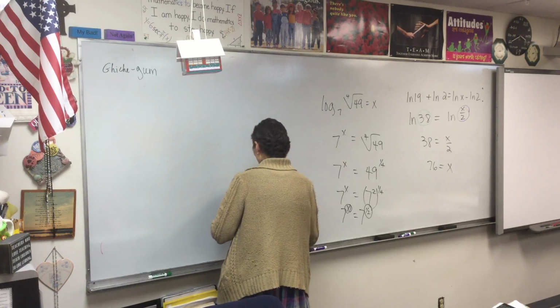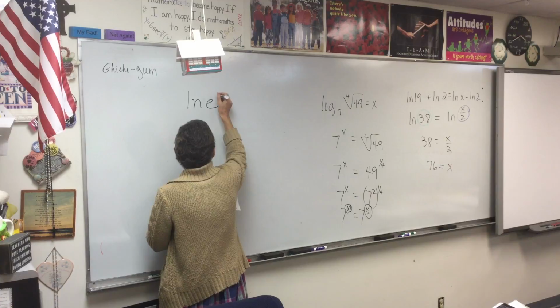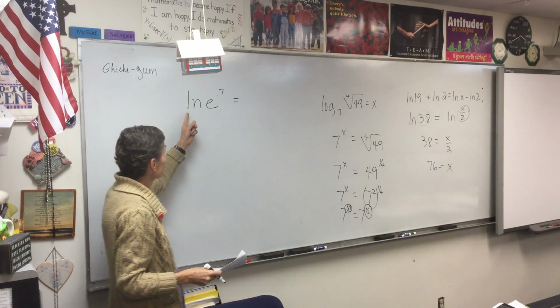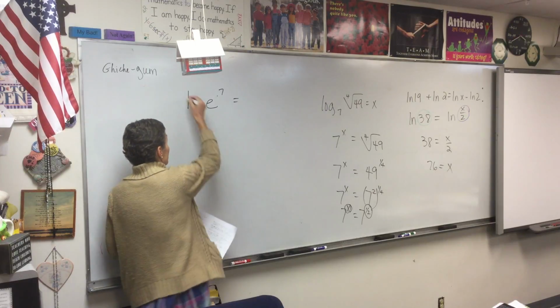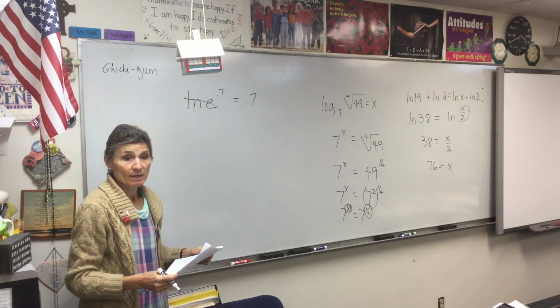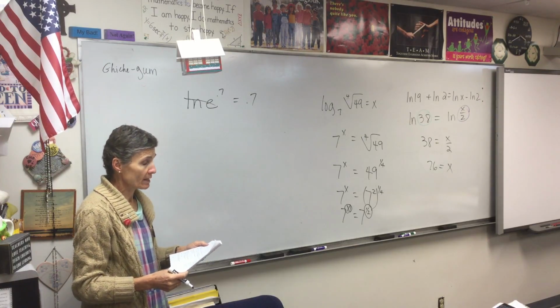E is another one that requires absolutely no work. What happens when you ln and e? They cancel. So the answer is 0.7. That's a property, no work, you just memorize it.